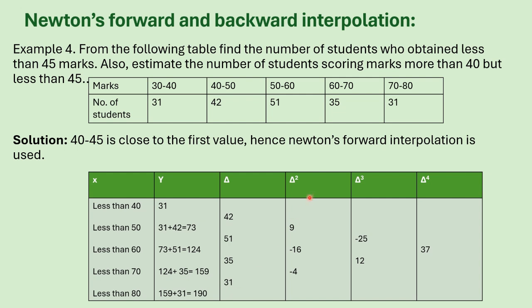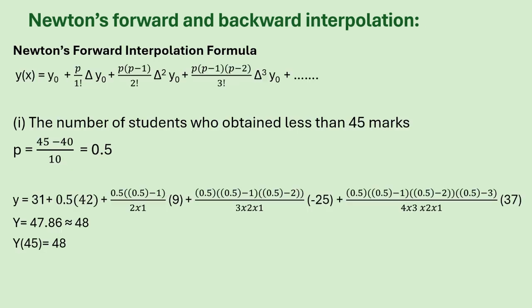Delta square is 51 minus 42, which is 9, 35 minus 51, which is minus 16, 31 minus 35, which is minus 4. Now delta cube is minus 16 minus 9, which is minus 25, minus 4 minus of minus 16 is 12. Now delta 4 is 12 minus of minus 25, which is 37. Okay, so we got all the values. Now we have to substitute the values in the Newton forward interpolation formula. Since it is forward interpolation, we have to take these values. Okay, now this is the formula given here.